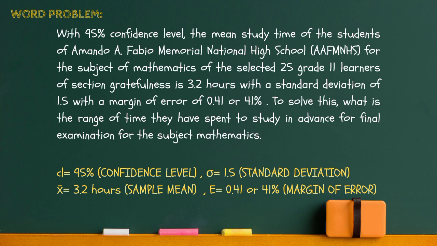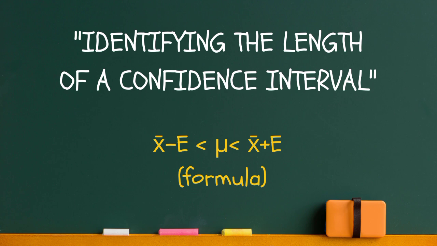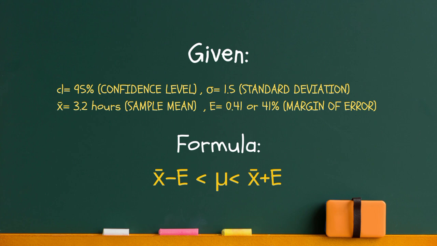First, we're going to identify the given in the problem, wherein the confidence level is 95%. The standard deviation is 1.5. The sample mean is 3.2 hours and the margin of error is 0.41 or 41%. To solve this, we're going to use the formula for identifying the length of a confidence interval: sample mean minus margin of error lies between sample mean plus margin of error. Now that we already know the given and the formula we are going to use, let's proceed to answer the following questions.